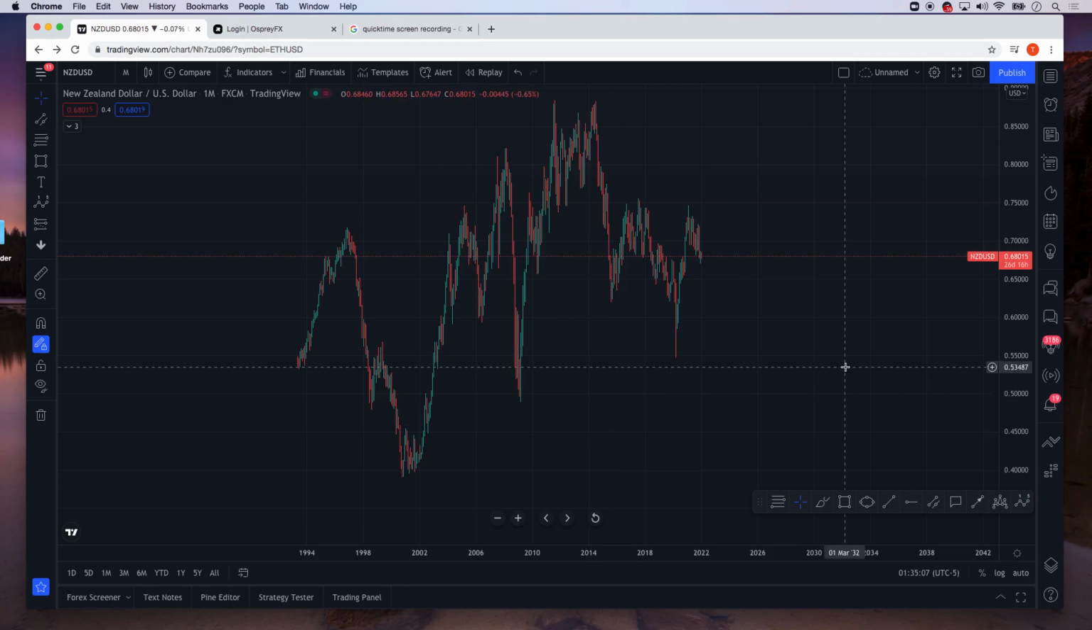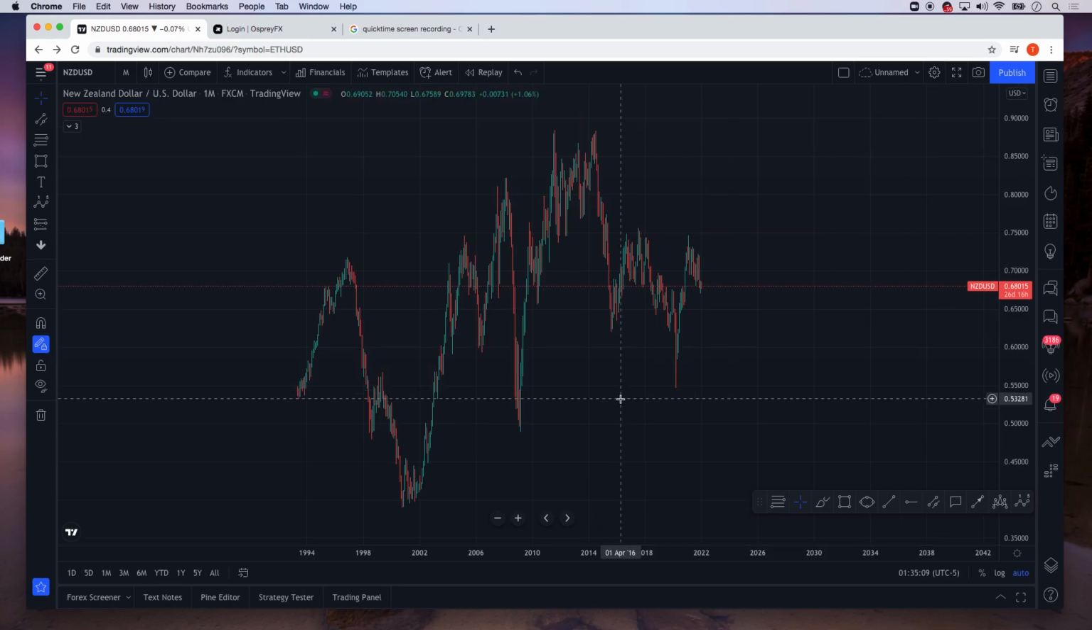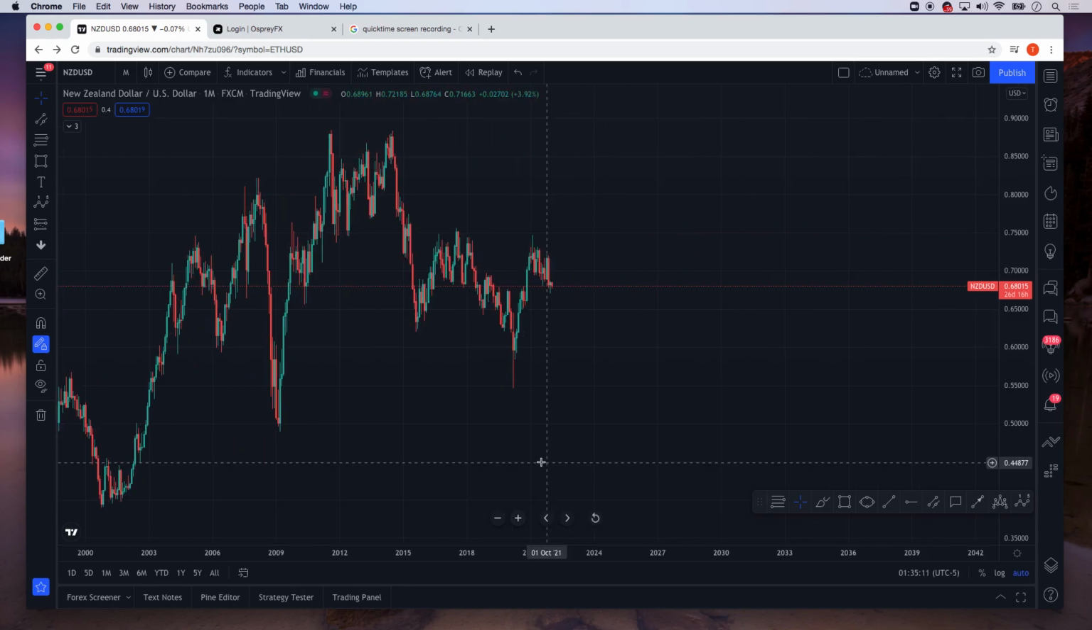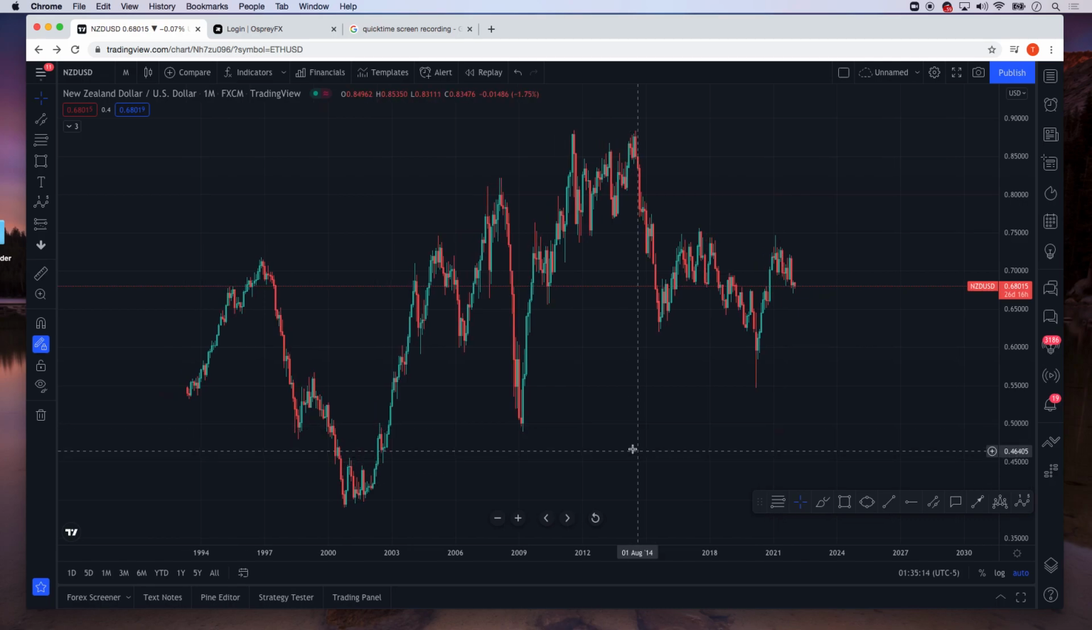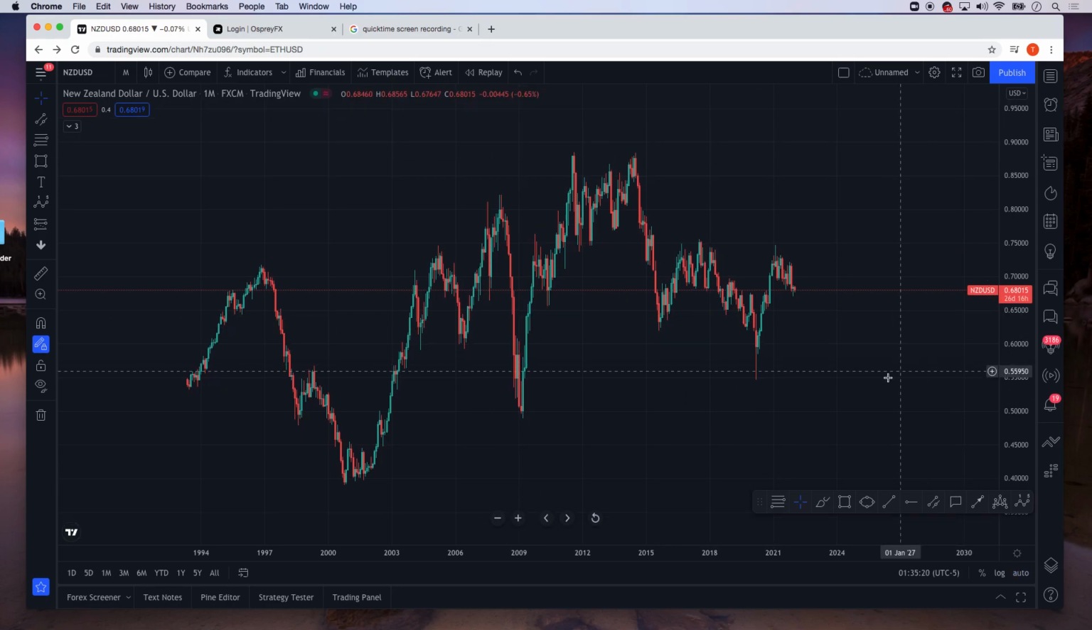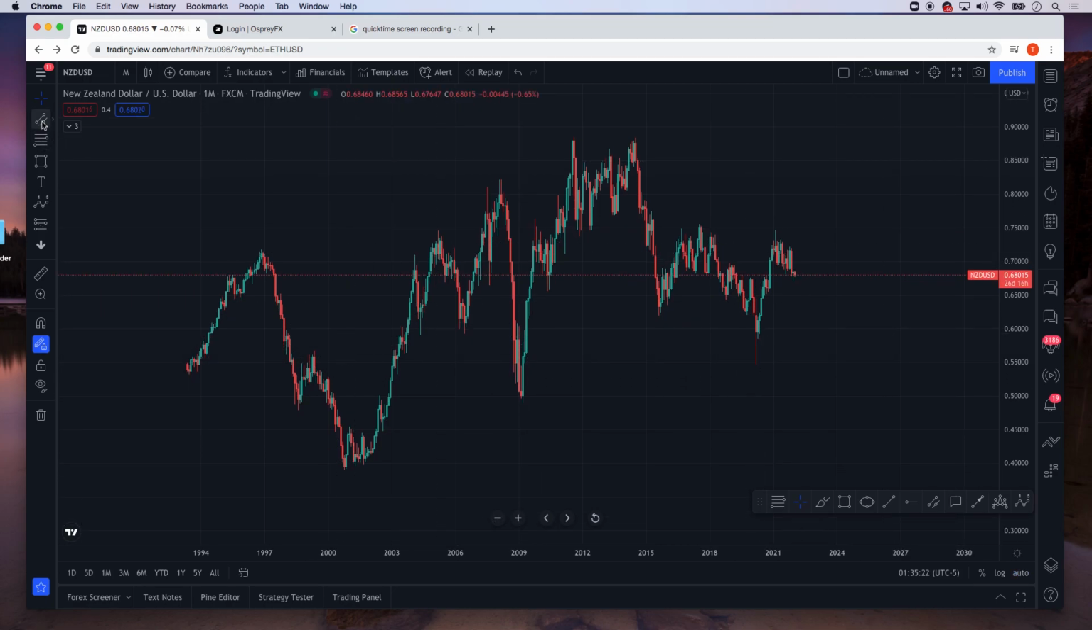Okay, so what's good with it, everybody? I'm gonna give y'all top-down analysis on how I basically mark up my charts and stuff like that. I'm looking at NZDUSD. We're gonna start from the monthly time frame, so let's get to it.